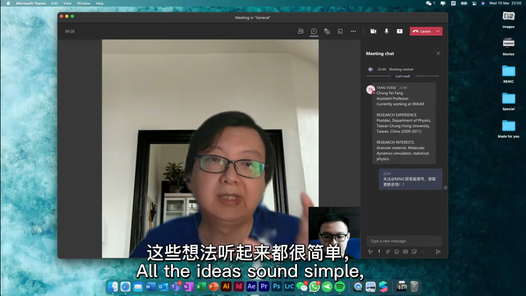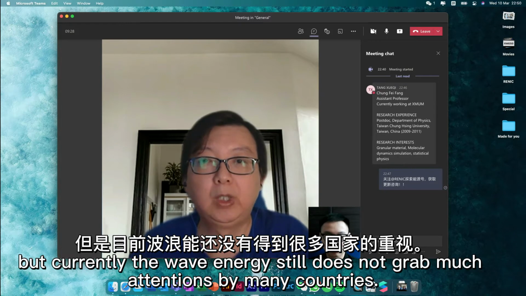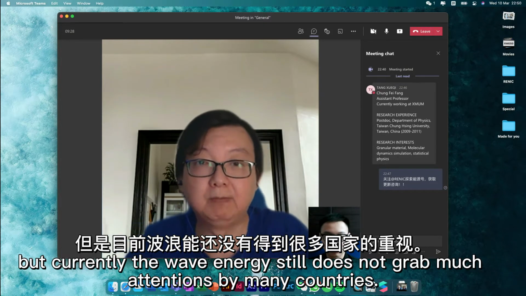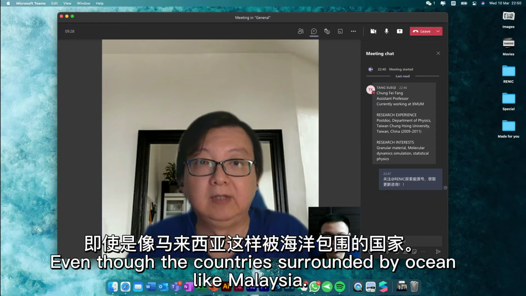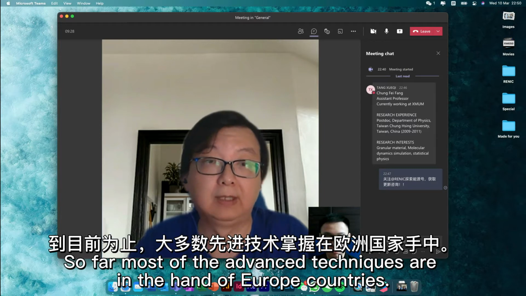All the ideas sound simple, but currently wave energy still does not get much attention from many countries, even countries surrounded by ocean like Malaysia. So far, most of the advanced techniques are in the hands of European countries.